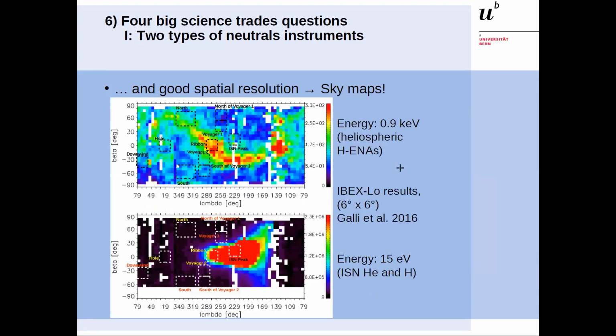The good thing, of course, about an imager is you get full sky maps. In solar wind energies, you can observe hemispheric ENAs. You see your ribbon again, if you want to look at the ribbon. But of course, if you look around 10, 20, or 30 eV, you see the interstellar neutrals coming in here. That's basically the sum of ISN helium and hydrogen, giving you this map across the sky. So this is what you get with an ENA low imager.